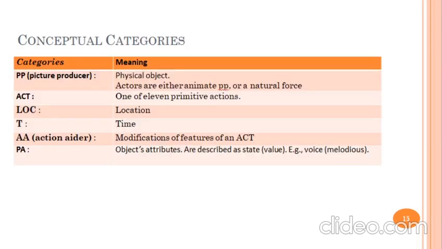Here is the tabular representation of all the conceptual categories. PP, physical object. Actors are either animated PP or natural forces. ACT, one of the 11 primitives which we have seen. LOC is the location where action has taken place. T stands for time. AA, action adder, modification of feature of an act. PA is object attribute, described as a state.